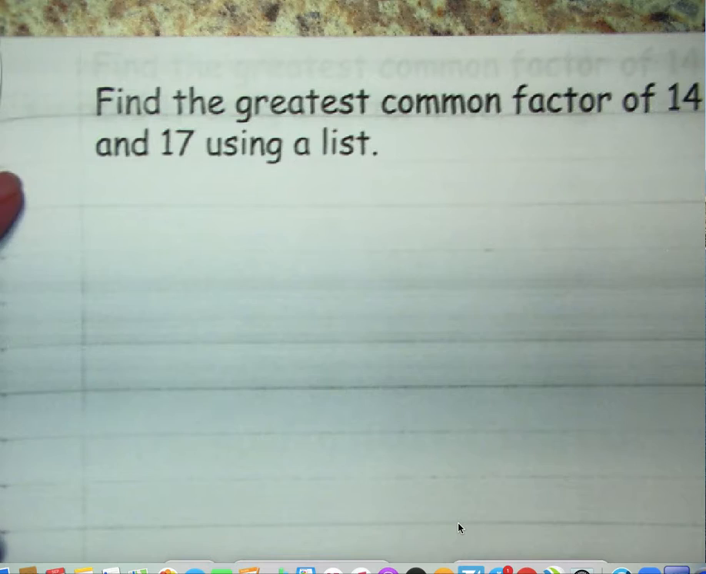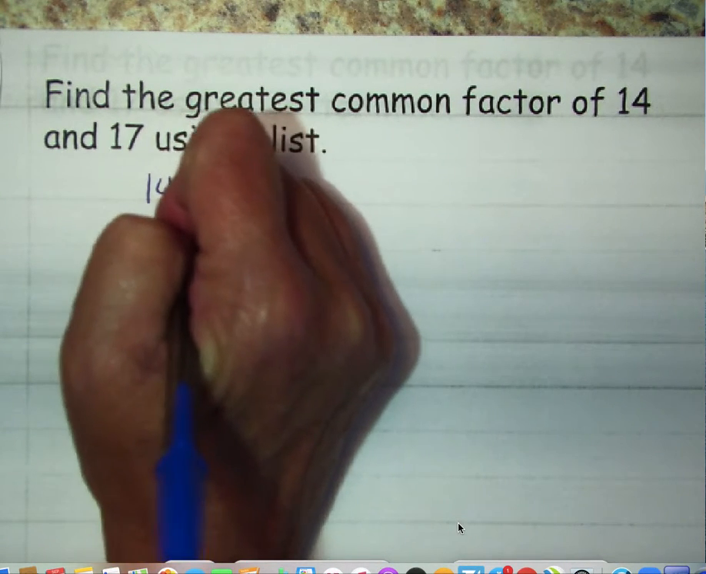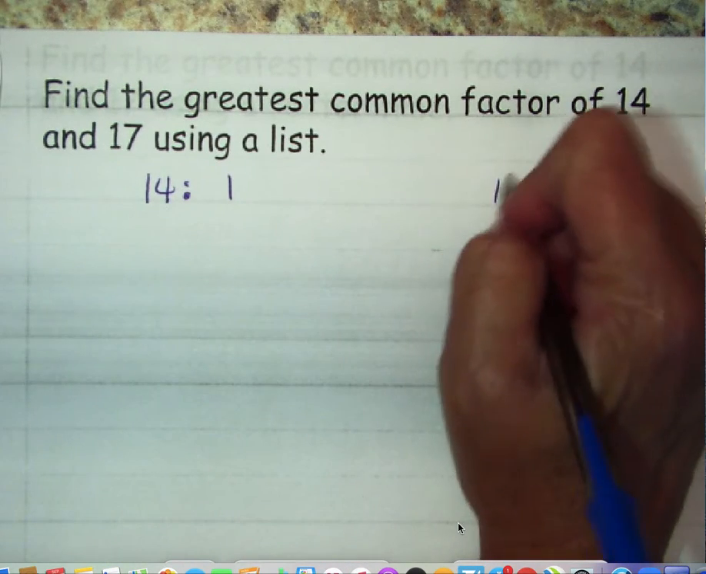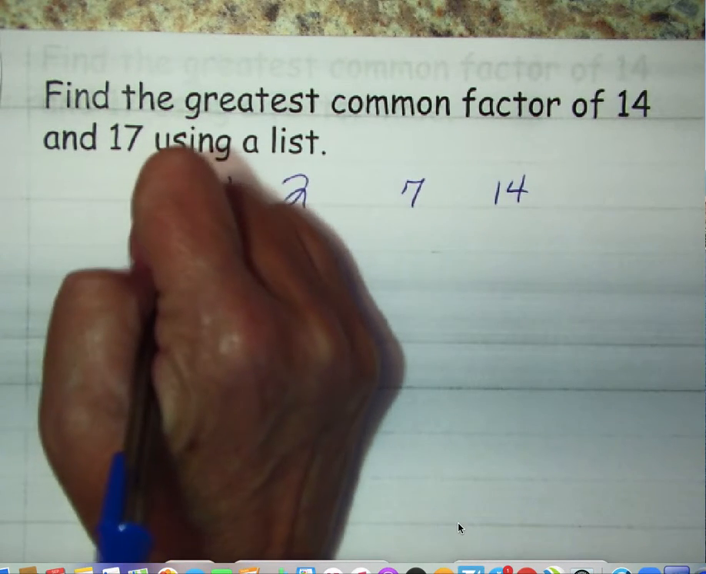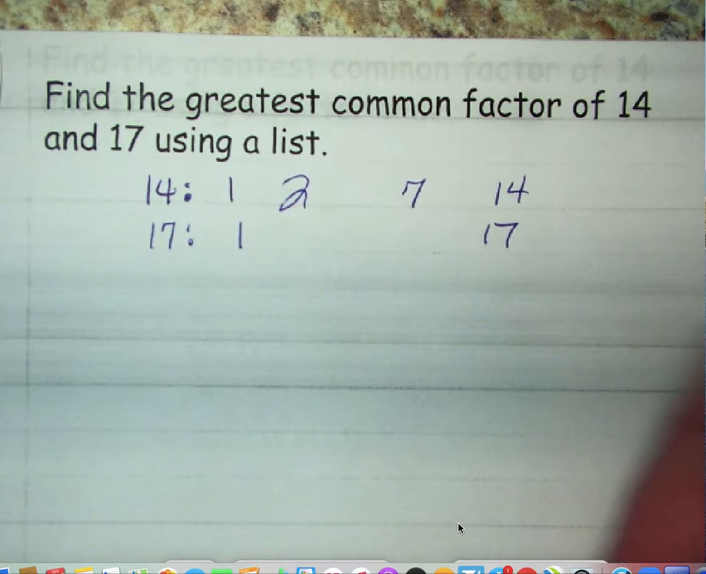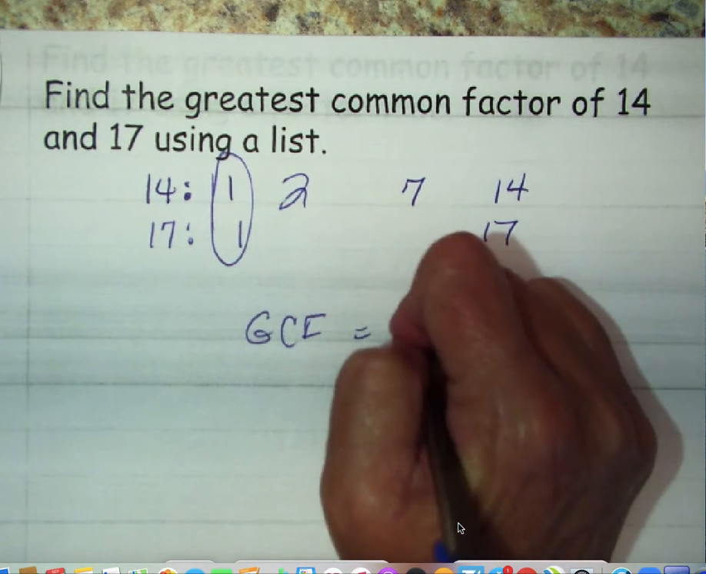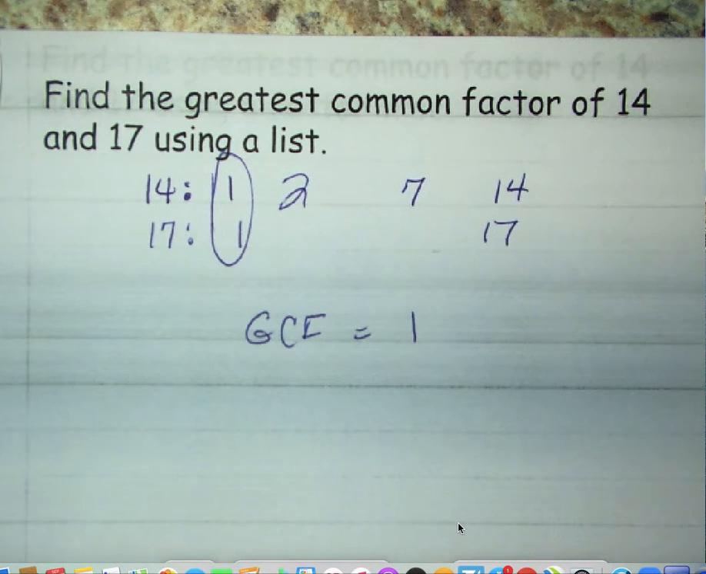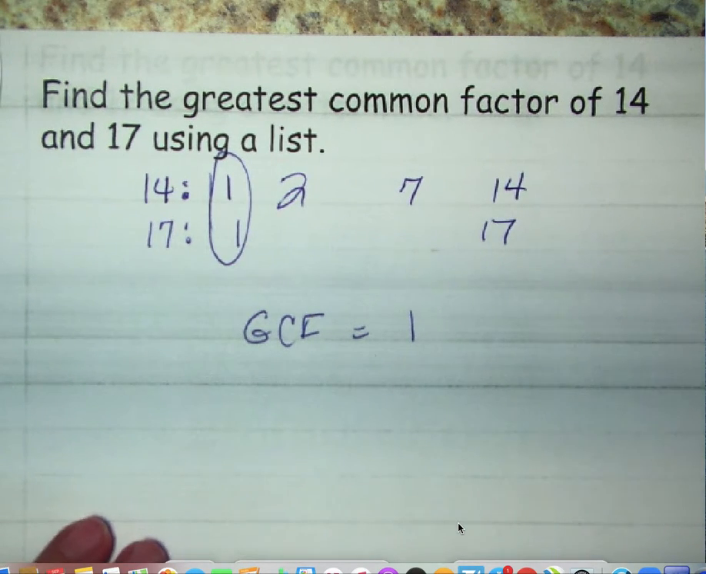Now, 14 and 17. 14. So I can use 1 and 14. I can use 2 and 7. Then 17. The only thing I have is 1 and 17. Where's my greatest common factor? My greatest common factor is 1. There's nothing else I can do with that. Prime numbers only have 2 factors, 1 and themselves, and 17 is a prime number. Okay?